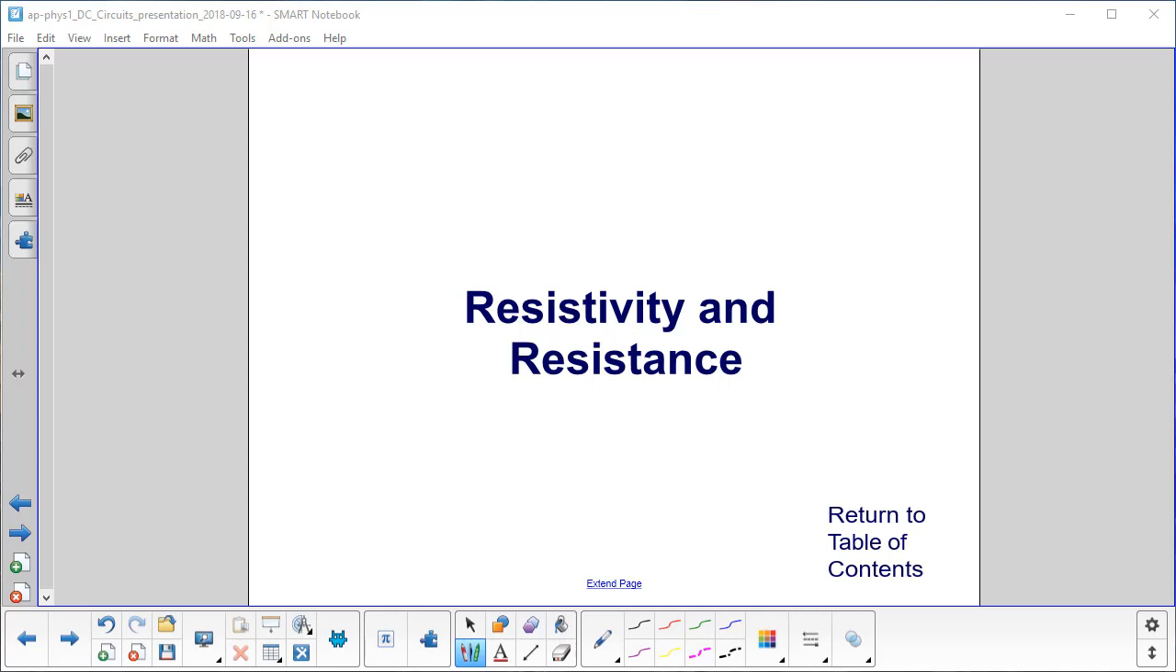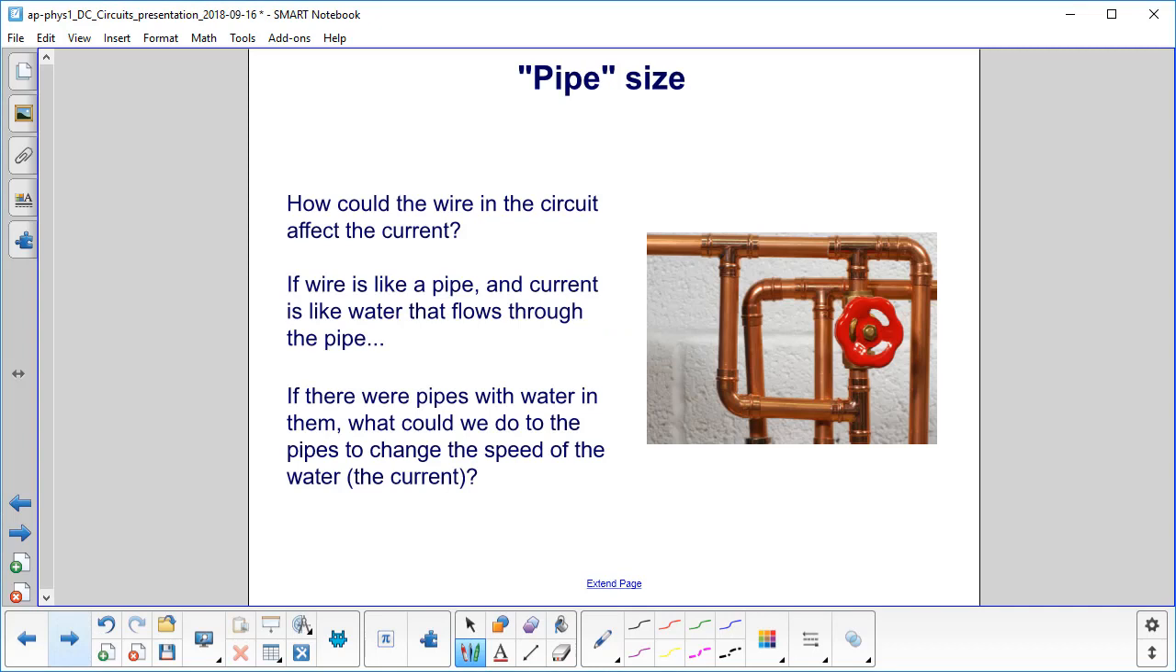Resistivity and resistance. We've been talking about resistors and resistance. Now we're going to go into some more detail and explain exactly what's going on. Let's go back to our water analogy to explain how the wire in a circuit can affect the current.